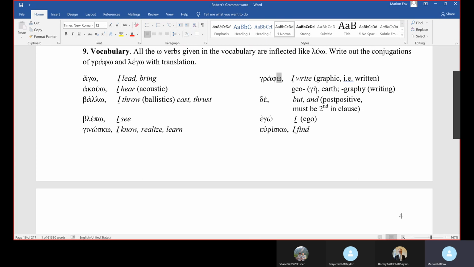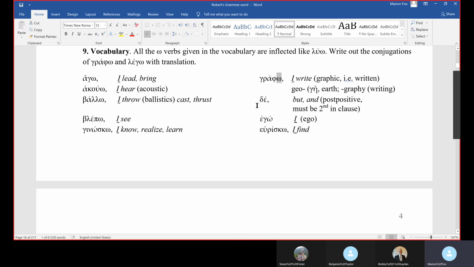Okay. Now, what we have here is grapho, first person singular. I write. I draw or write. What we have then is graphes, you write, singular. If we make it graphe, he, she, or it writes. We want to make it first person plural, graphomen, we write. Graphete, you all plural write. Graphusi, they write. Everyone seeing the pattern?